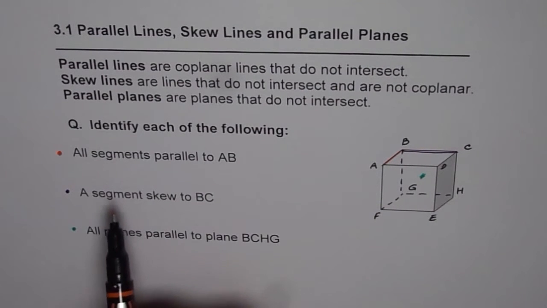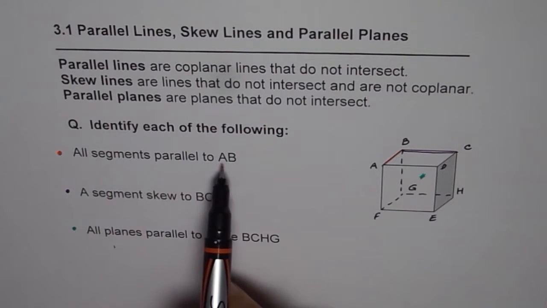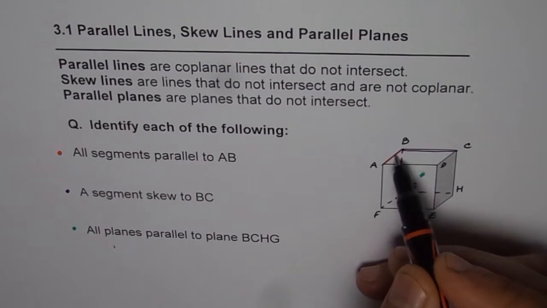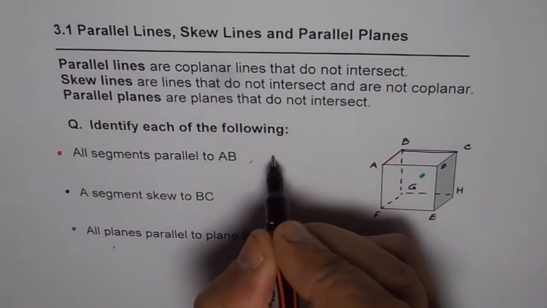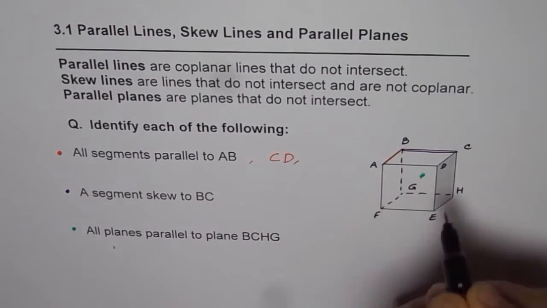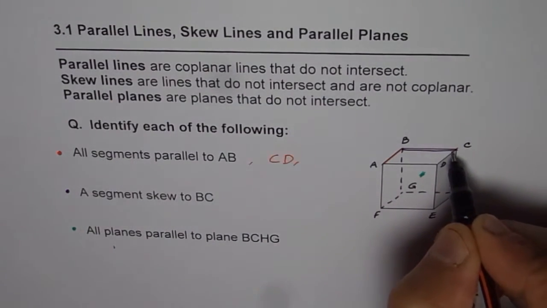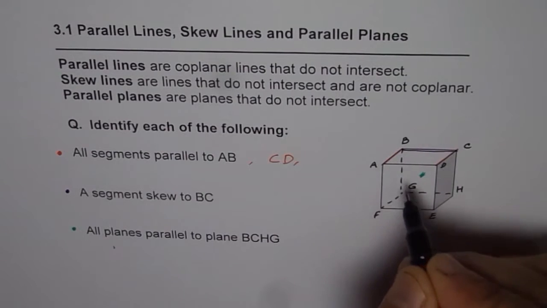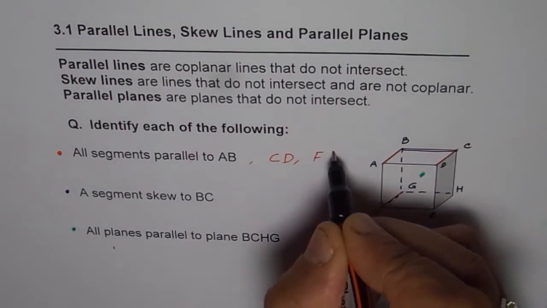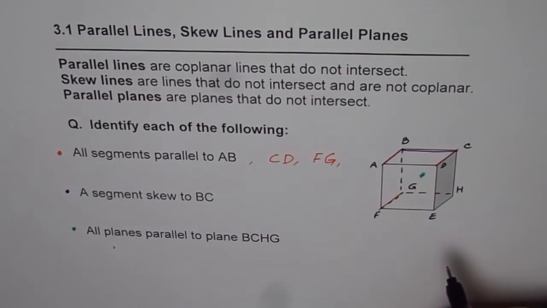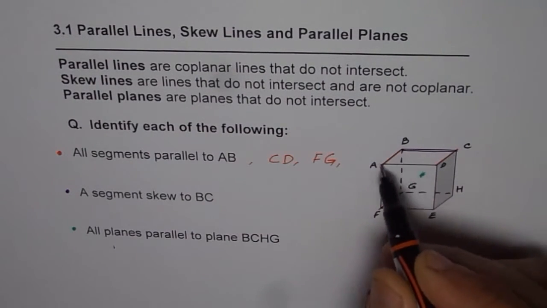So let's now consider all segments parallel to AB. Now AB is here. AB is parallel to CD, so we have one which is CD. So CD is parallel to AB, and then AB is parallel to FG, so FG is one which is parallel. Are there any other segments which are parallel to AB?